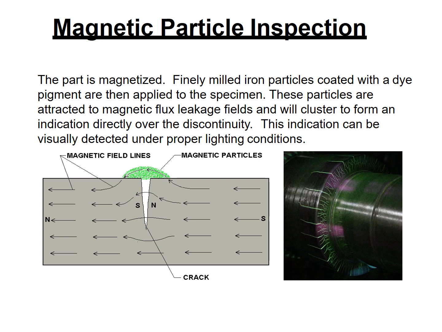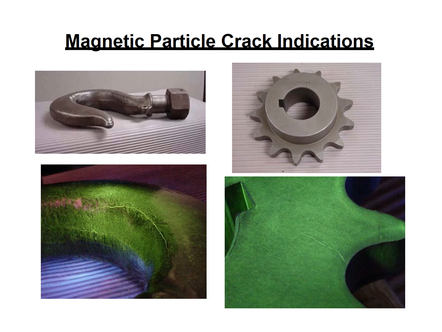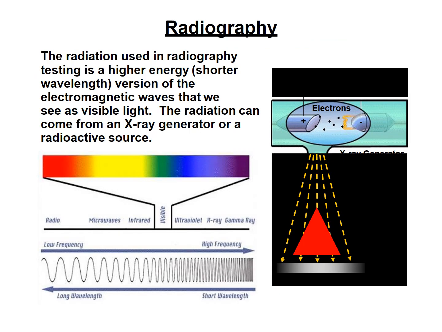Magnetic particle inspection is another method. Here the part is magnetized and finely milled iron particles, coated with dye pigment, are applied to the specimen. These particles are attracted to the magnetic flux leakage fields and will cluster to form an indication directly over the discontinuity. This indication can usually be detected under proper lighting conditions and we can see the defects present in the component. These are some of the indications we can see through magnetic particle testing.